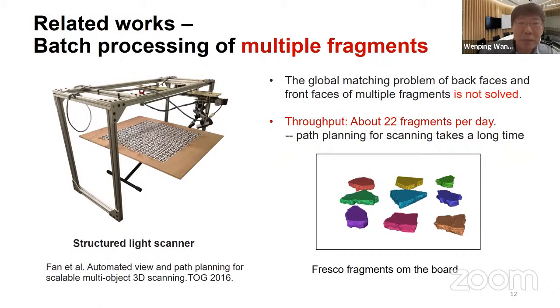There's yet one more related work coming from the group at Princeton. They developed a hardware setup with a board on which multiple fragments are placed, so they can scan multiple pieces in batch mode. Potentially this can be fast, but so far the system achieves only 22 segments per day, mainly because they have only one camera. The camera needs to be moving around, and the path planning of the process can be very time consuming. Another problem I will mention later is when you have multiple pieces scanned together, front side and back side, later you need to figure out which front piece should match which back side in order to find these individual objects. That was an outstanding problem, as stated in this paper.